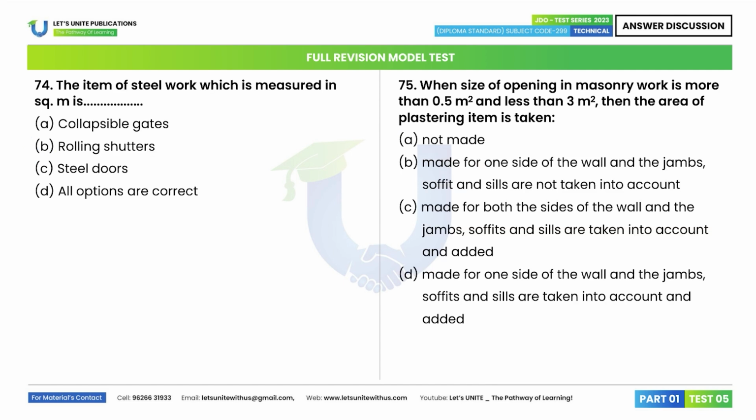Item of steel work which is measured in square meter is collapsible gates, we measure in square meter, rolling shutters in square meter, steel doors in square meter. So option D, all options are correct. 75th question. When size of opening in masonry work is more than 0.5 square meter and less than 3 square meter, the area of plastering item is taken for one side of wall, and the jambs, soffit and sills are not taken into account. Option B is the correct answer.